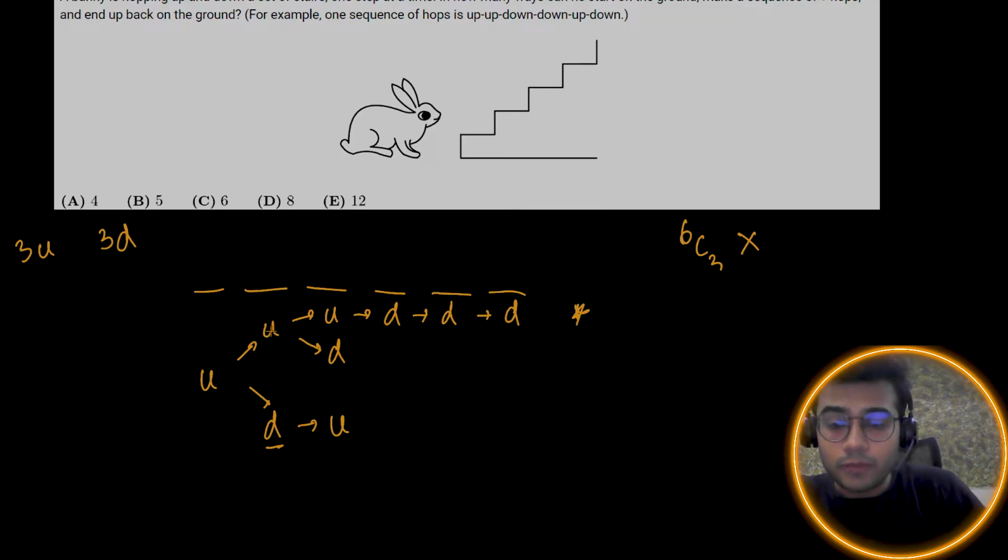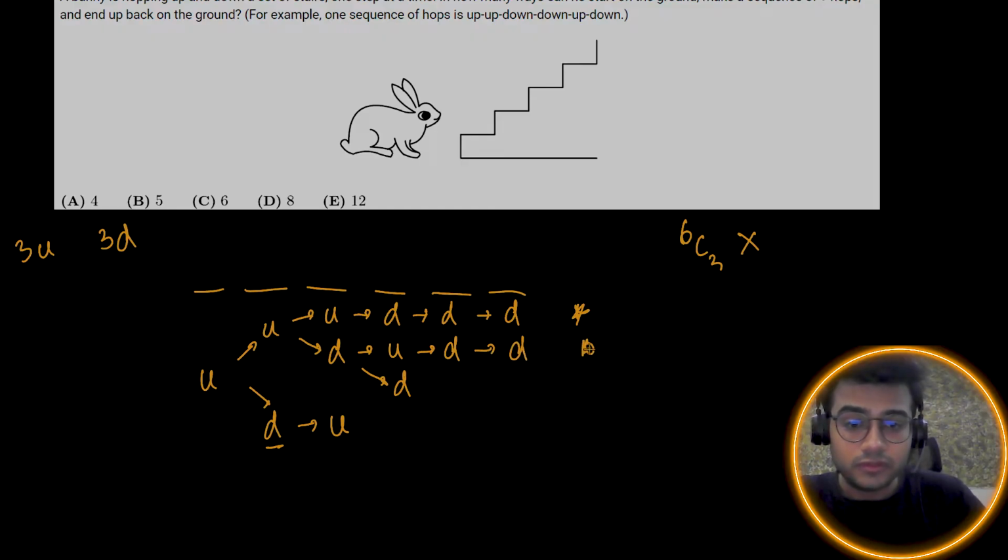Okay. Now, if we go up, up, and then down, then we again have 2 choices. Either we can go up or we can go down. If we go up, then again we have three U's now in this branch. So the next two have to be down. So this is another scenario.